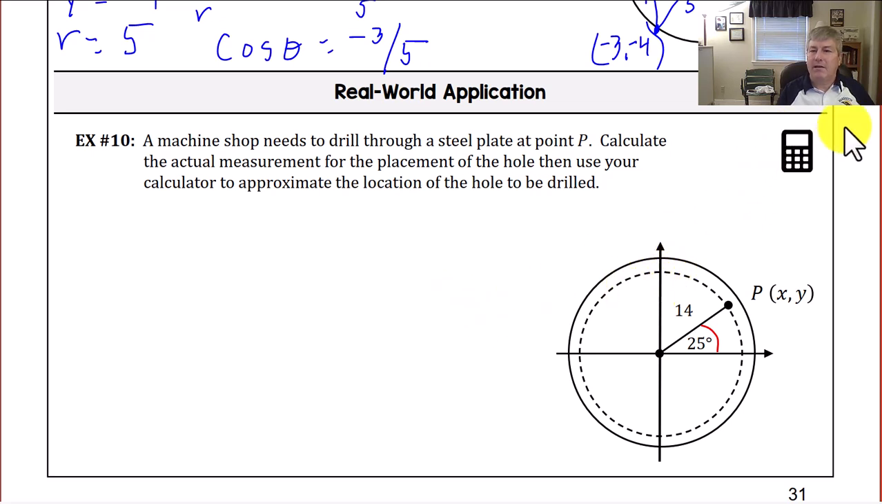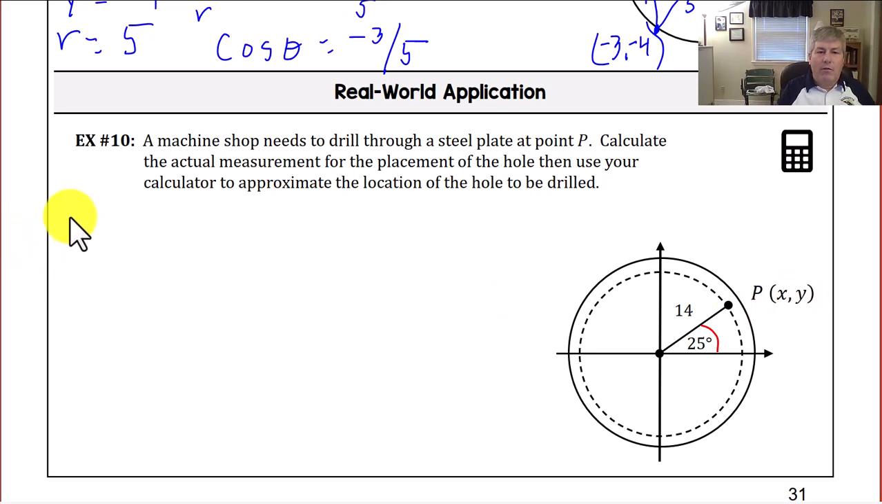In example 10, looks like we're going to be using our calculator here, so make sure you grab that out. A machine shop needs to drill through a steel plate at point P. Calculate the actual measurement for the placement of the hole, then use your calculator to approximate the location of the hole to be drilled. So we've got an angle of 25 degrees and we've got a radius of 14. So we want to find that using our trig. We want to find both x and y.